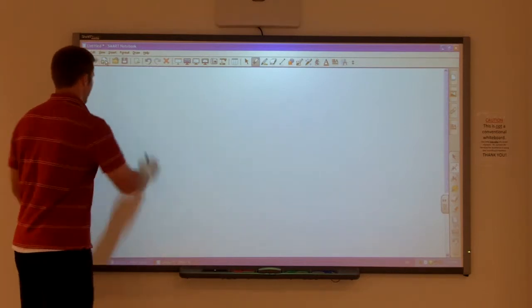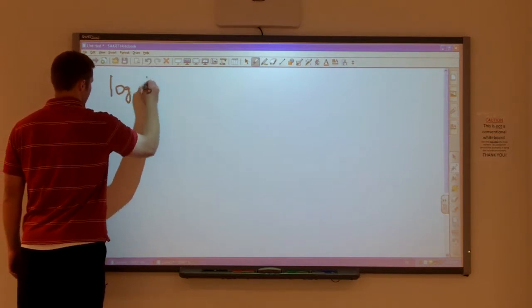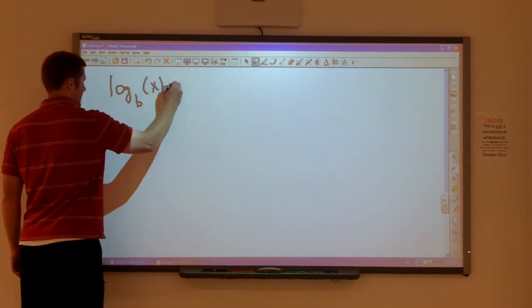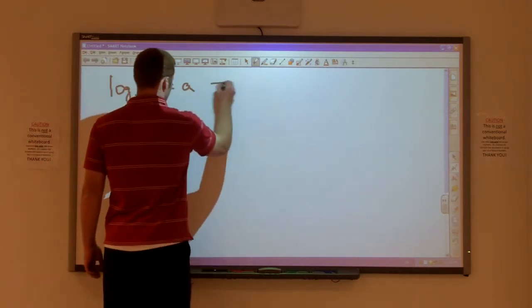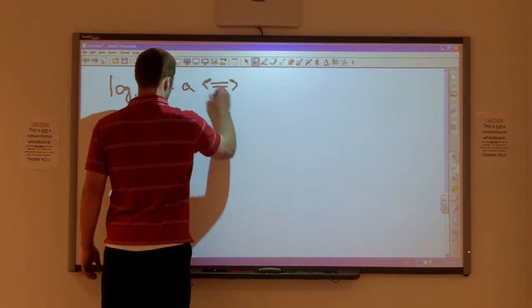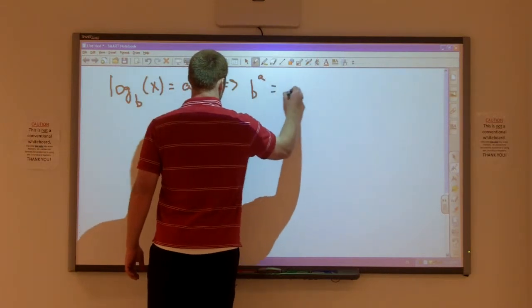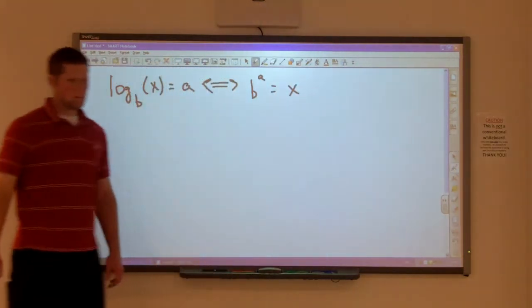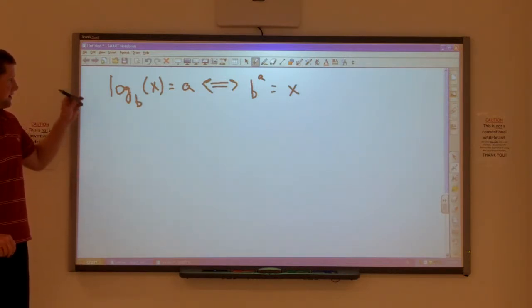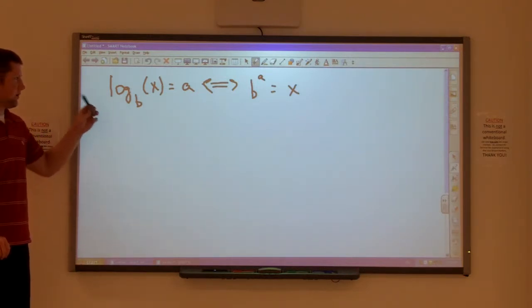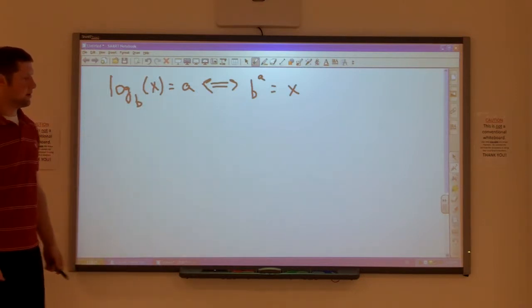The first one that we'll look at is any log with any base b of x equal a, where a is any number, can be rewritten as b to the a equals x. Essentially all you do to move from one to the other is take everything on both sides of the equation to a base b, and you undo the log on one side, and you end up with a new exponential on the other.